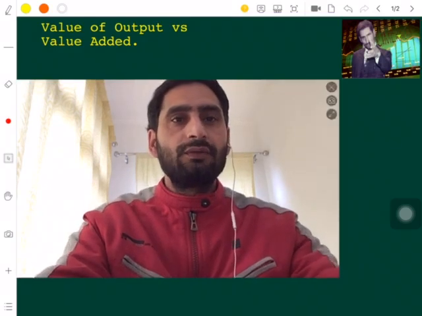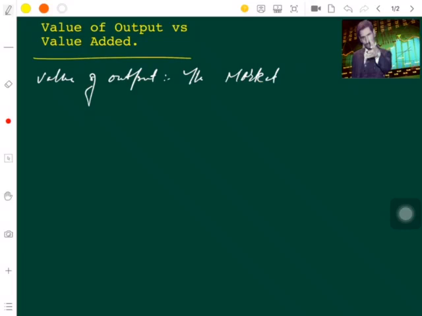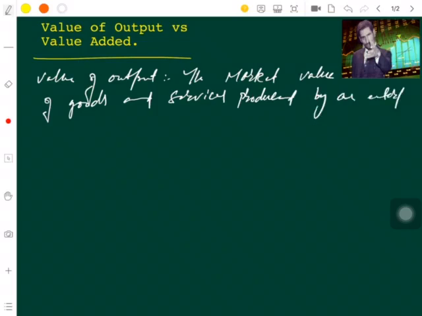So when we talk of value of output, it could be defined as the market value of goods and services produced by an enterprise during an accounting year.